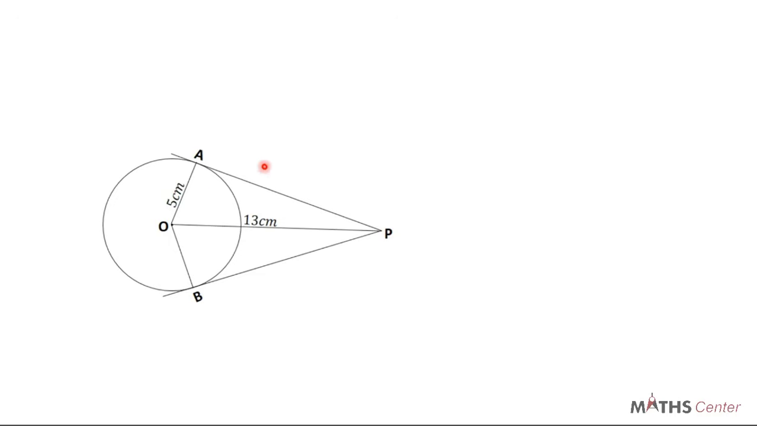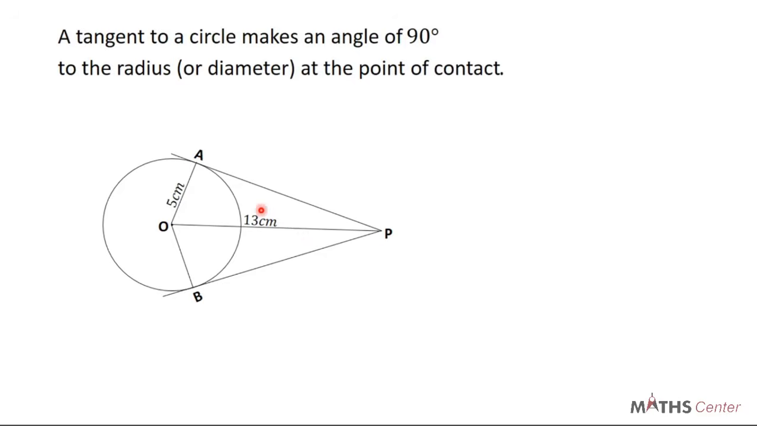What this means is that because the radius of the circle is 5 centimeters, from O to A is 5 centimeters, and from O to P is 13 centimeters. Now, what do we know about this? What property of a circle can help us to find PA?